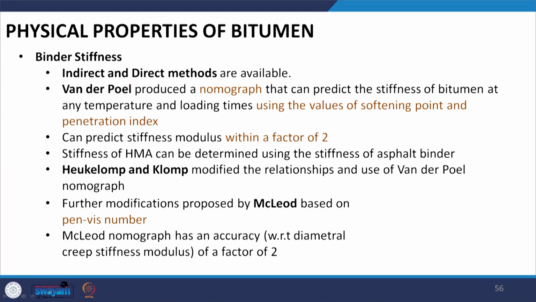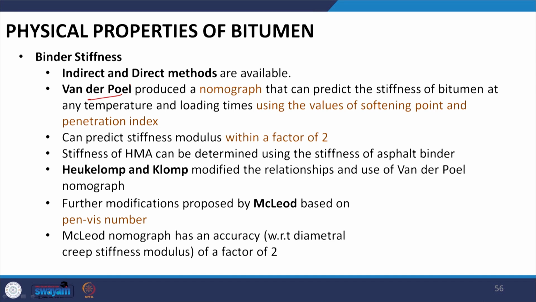In order to determine the stiffness of the bitumen, which we are interested in, we can use indirect methods as well as direct methods. In the direct methods, we actually test the bitumen using some instrument and then try to find out the stiffness, which we will discuss when we talk about the rheological tests on bitumen. Since now we are interested to study how the physical properties can be used to derive the stiffness of the bitumen, we are basically interested in the indirect method.